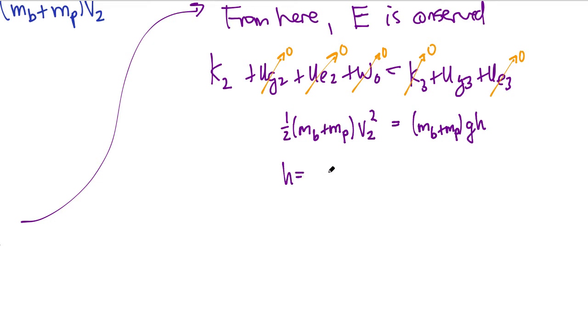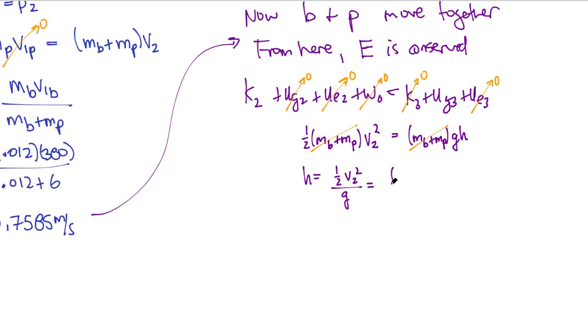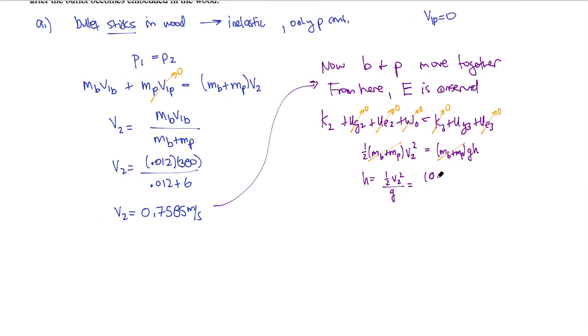Solving for h, you see the masses canceling out. I have 1/2 v2 squared over g. Substitution here would give me v2, which we found to be 0.7585, squared, over 2 times g, which we'll use 9.8 this time since we have an awkward number and need to use a calculator anyway.